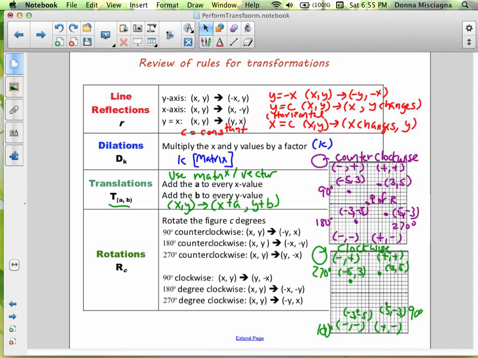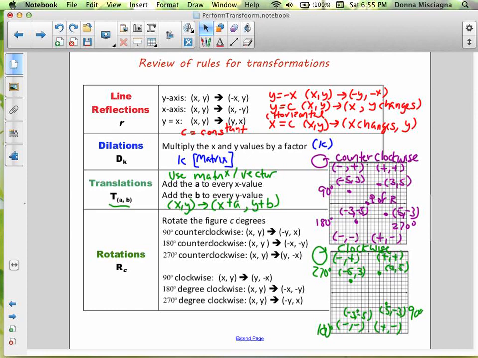So 90 degrees clockwise is the same as 270 counterclockwise and vice versa. And 180, well, that's just 180. Those little helpful hints, those little formulas there, are just to help you remember what's happening to X and Y each time and how the signs are changing. But I'm not expecting you to memorize that list at all.